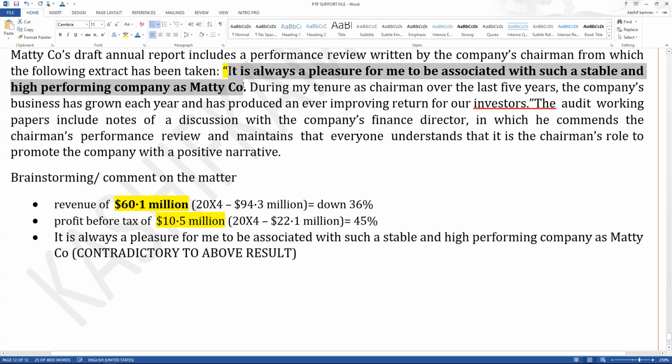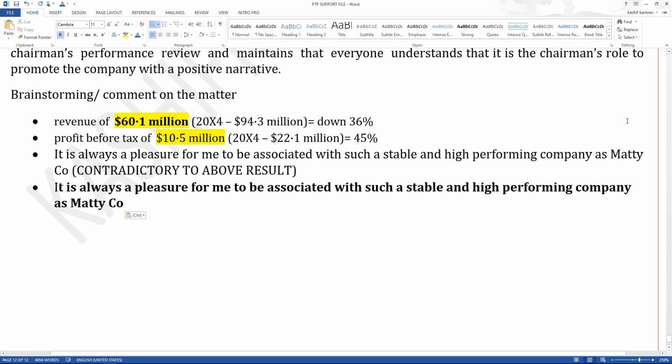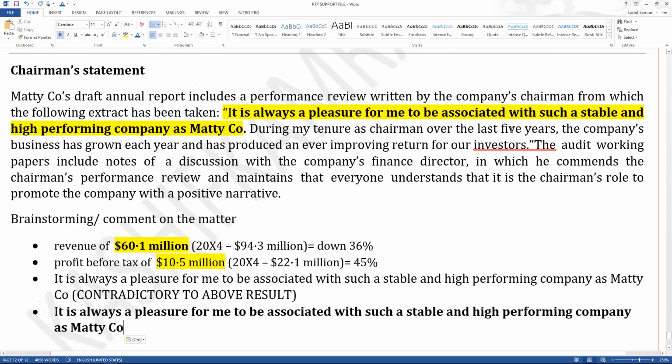During my tenure as a chairman, over the last 5 years, the company's business has grown each year and has produced ever improving returns to investors. Is that a contradictory statement again? It is. Sorry, just let me copy this statement. The company business has grown each year and has produced excellent results for investors.